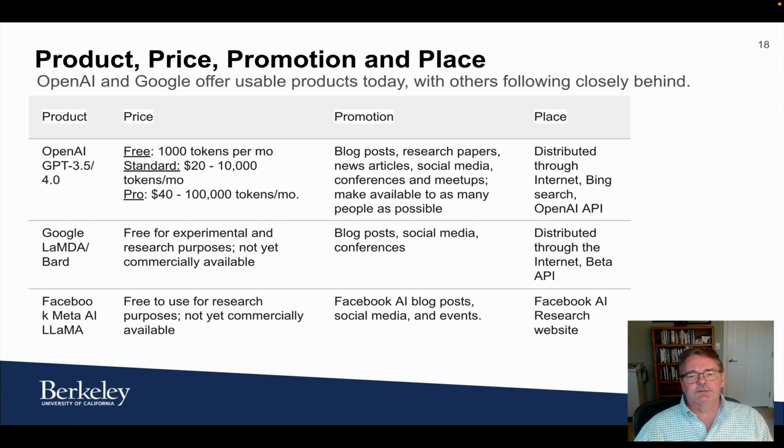Facebook at present is much more restrictive in offering access to Llama. Access to the model is granted on a case-by-case basis to academic researchers, those affiliated with organizations in government, civil society, and academia, and industry research laboratories. They're promoting this through Facebook AI blog posts, social media, and events. And you can request access to Llama from the Facebook AI research website. I applied a couple of weeks ago, and unfortunately, I have not yet been able to obtain access to it.